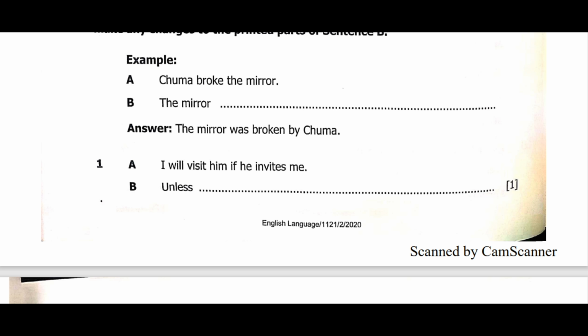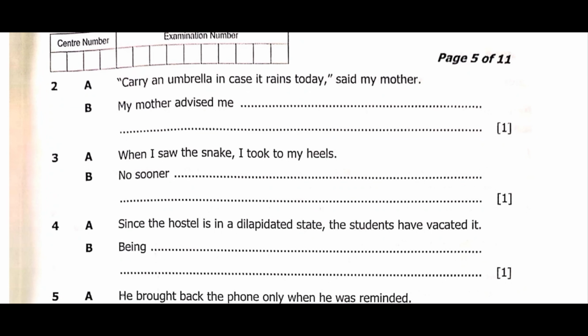So unless is same as if not. So it's a negative word. So unless he invites me, comma, I will not visit him. So this means that if he is not going to invite me, I will not visit. So for me to visit him, first I must be invited. So unless he invites me, comma, I will not visit him. Okay, so now let's move on to question 2.